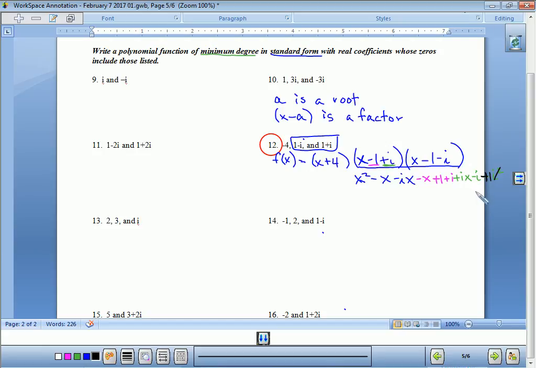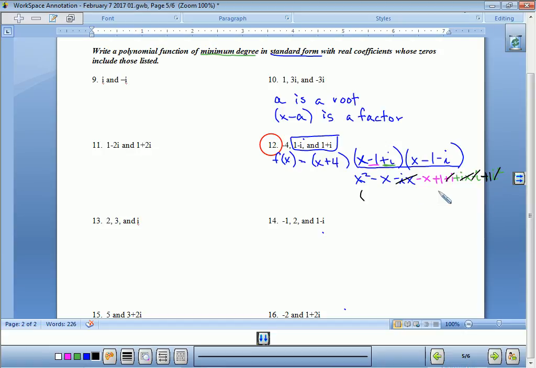Now, if we did our arithmetic correctly, all the imaginary parts will cancel out at this point. So if I look at it, I've got a negative ix and a positive ix. Okay, so far so good. I've got a positive i and a negative i. And it works. All the imaginaries canceled out.